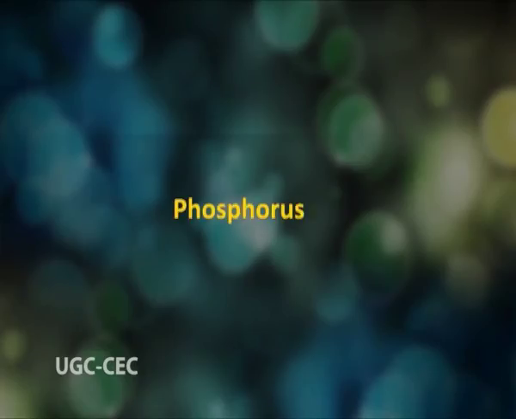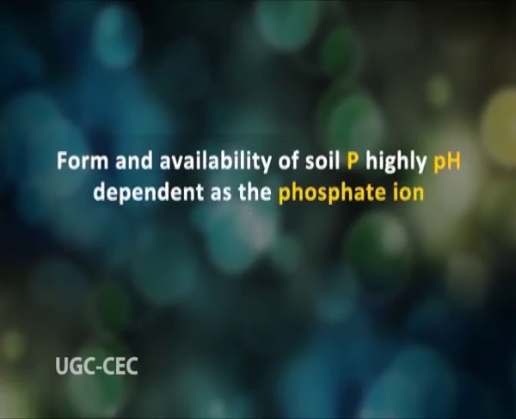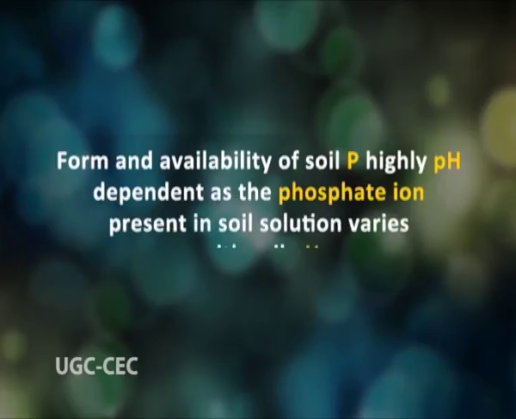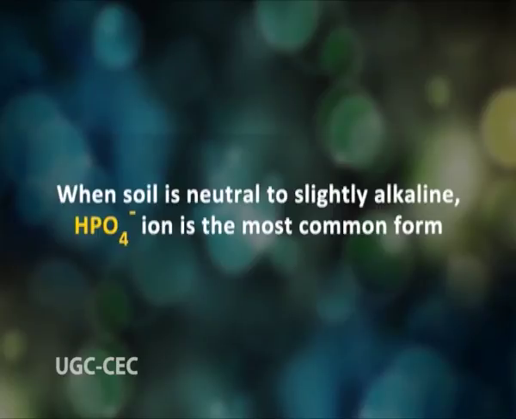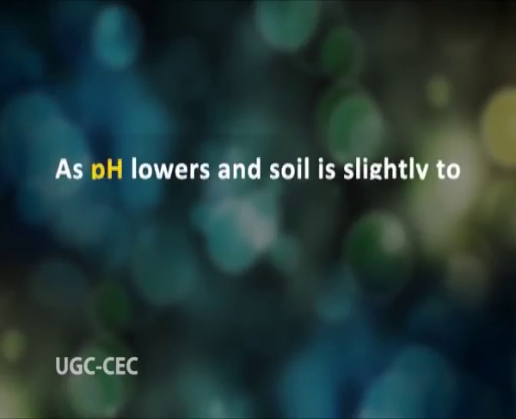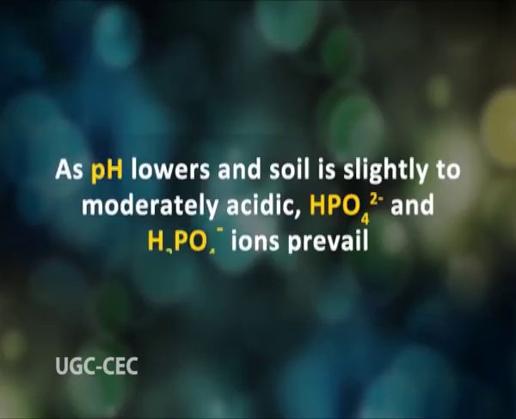Now the phosphorus. The form and availability of soil phosphorus is also highly pH dependent, as the kind of phosphate ion present in the soil solution varies with the soil pH. When the soil is neutral to slightly alkaline, the hydrogen phosphate ion apparently is the most common form. As the pH is lowered and the soil becomes slightly to moderately acidic, both hydrogen phosphate and dihydrogen phosphate ions prevail.